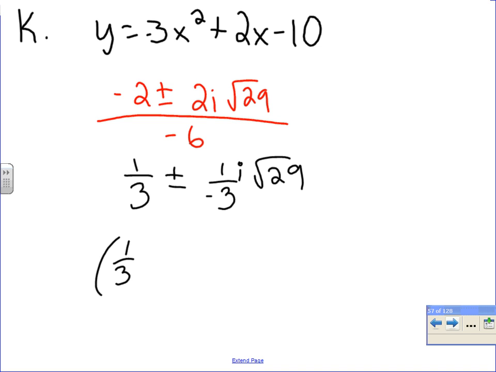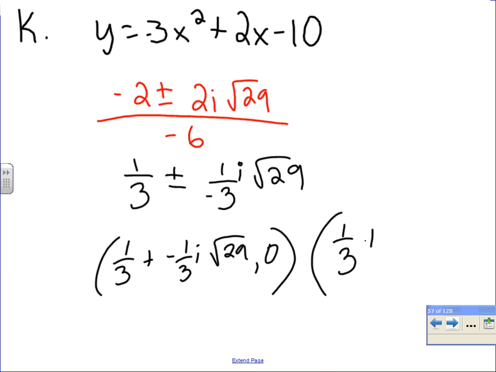So when you split them up, you should have 1/3 plus -1/3 i, of course I know this is confusing, square root of 29, comma 0. And then the other one is going to be 1/3 minus -1/3 i square root of 29. So when you have those 2 negatives back to back, you can just change it to a positive. So 1/3 plus 1/3 i square root of 29, comma 0. This one could really just be minus. And if you already had that, you're fine.